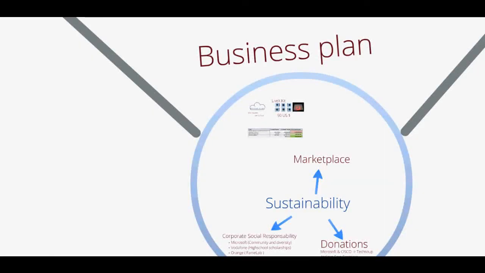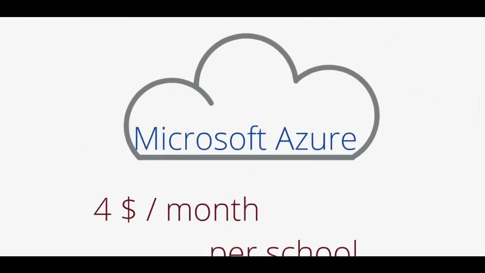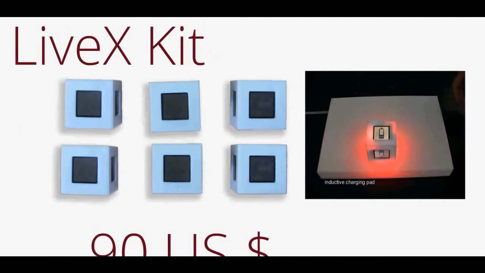A good business plan is very crucial for a software project. So, let's talk about some costs. We did the math for 50 schools regarding the Microsoft Azure hosting, and we came up with a price of $4 per month per school. Also, we made a LiveX kit consisting of 6 IQubes and an inductive charging pad. So the teachers just need to put the IQubes on that charging pad and they will be charged. Such a kit would cost $90 US.